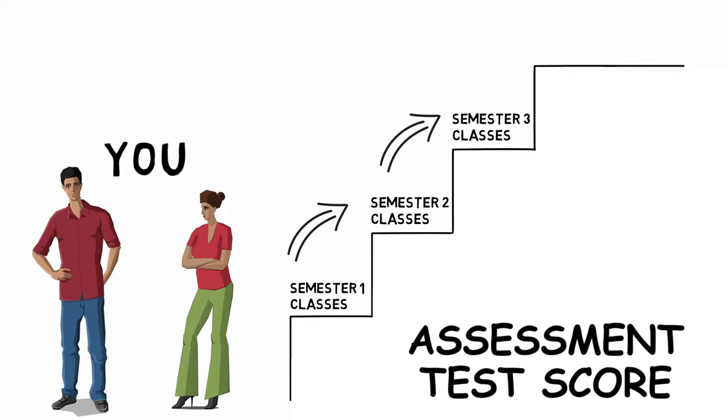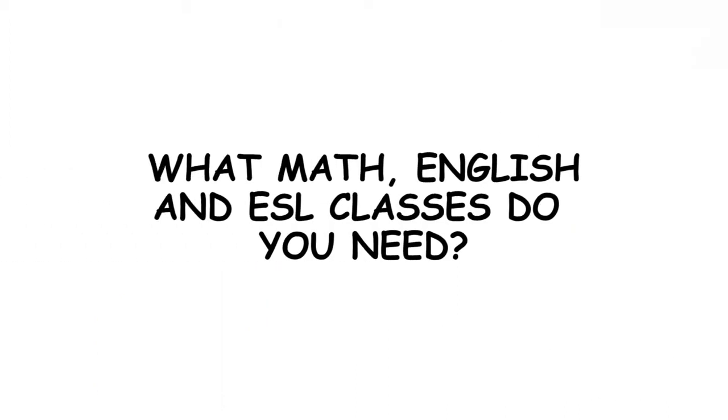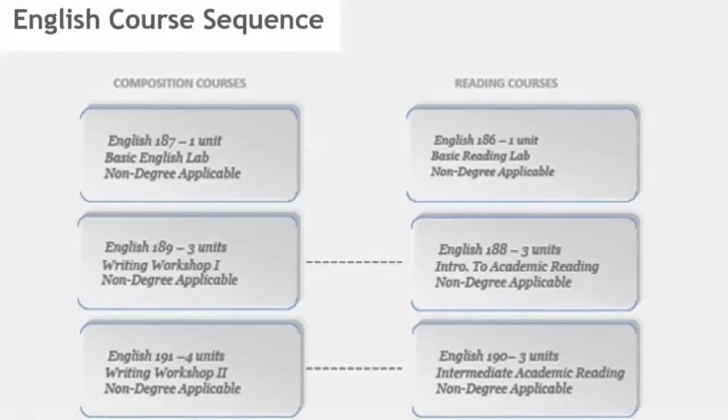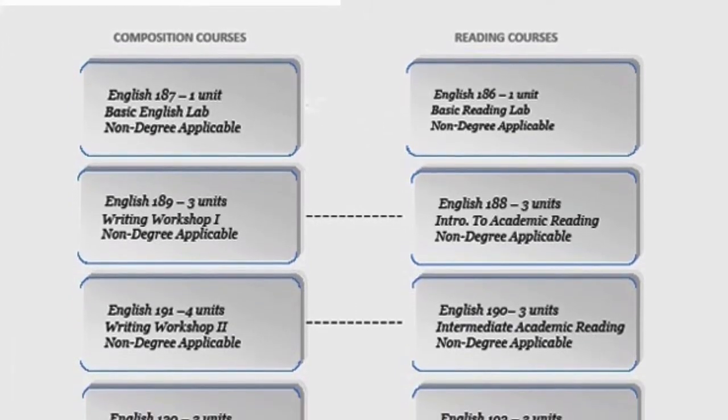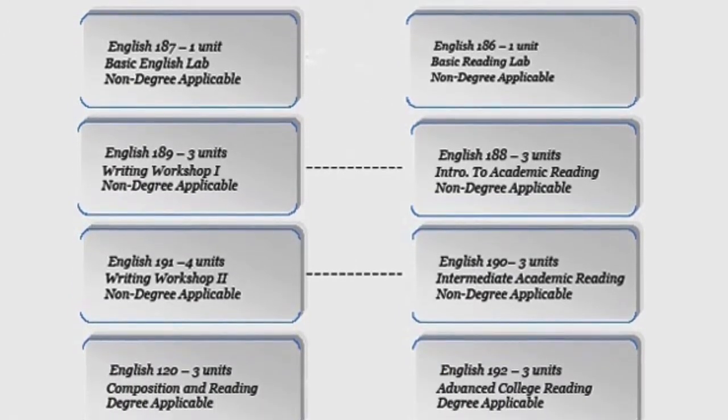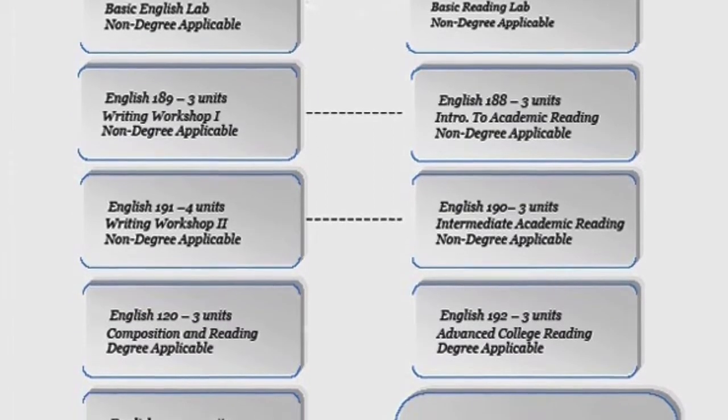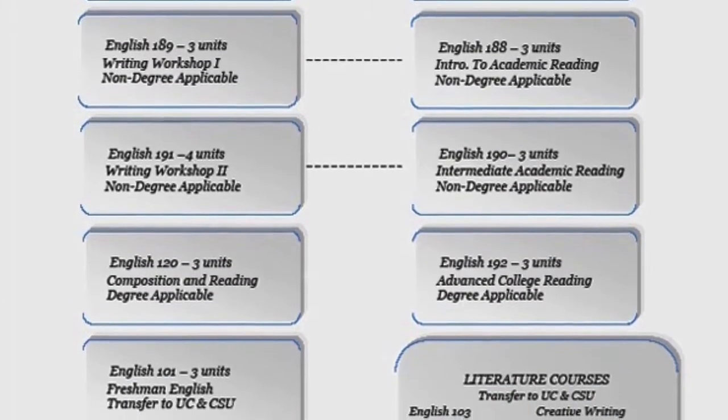It takes one semester to complete a class, and you cannot move forward to the next level without completing the one prior to it. Therefore, it takes time to move forward in the sequences. Let's review the sequences, shall we? GCC has what it calls a sequence of English classes. The sequence is an order of classes that build on each other. The last set of classes in the sequence qualify for transfer.